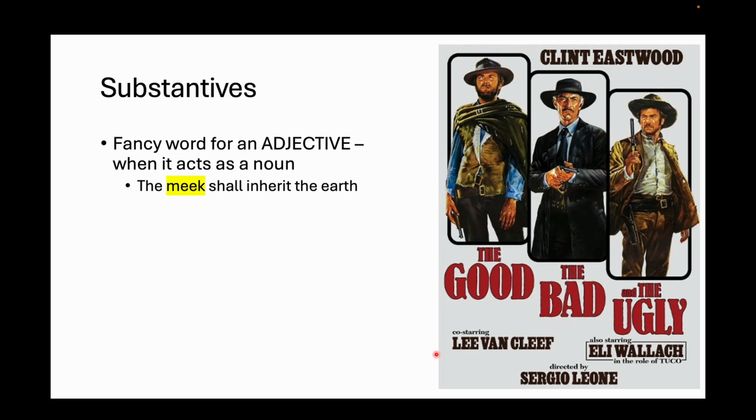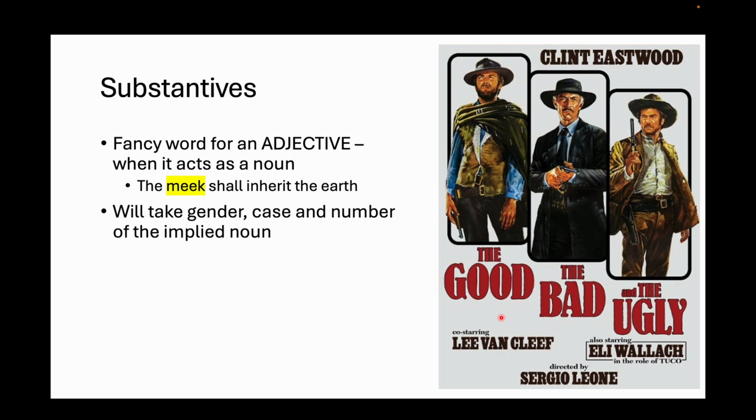So here we are. The good, the bad, and the ugly: they're all adjectives, but in this case they're referring to each of these three characters, the good, the bad, and the ugly. That's the substantive use of adjectives. And in Latin, those adjectives will take the gender, case, and number of the implied noun. And there are a few examples in the Preces.